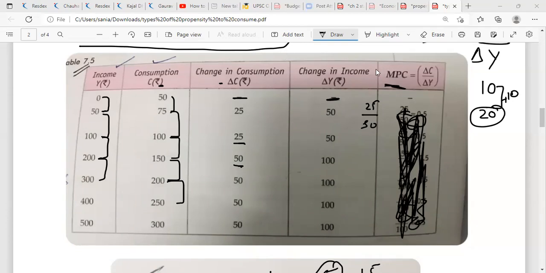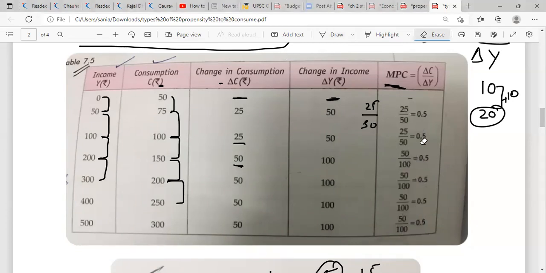Okay. So I'll just erase it. I hope you got the answer 0.5 itself. Yes, ma'am. Okay. So now you will draw the schedule.